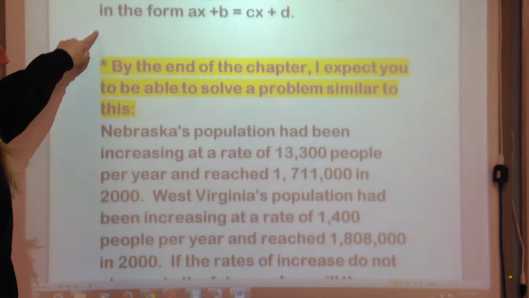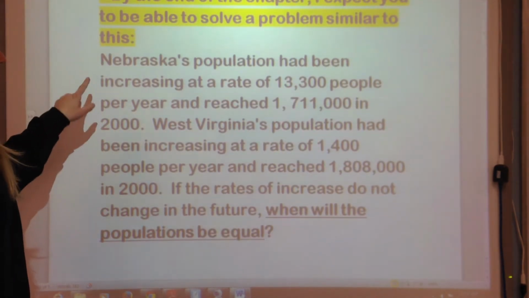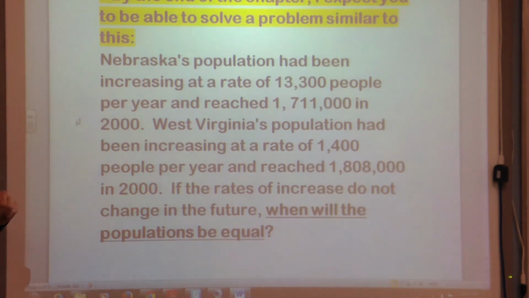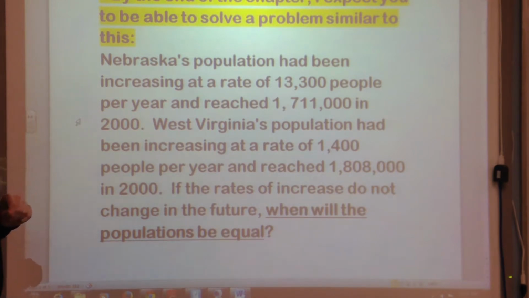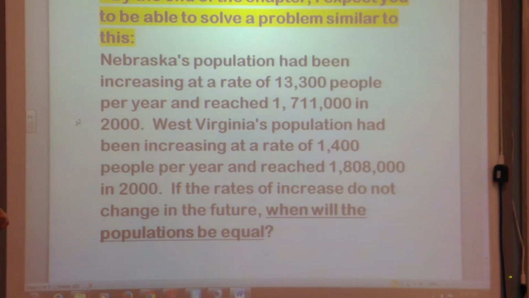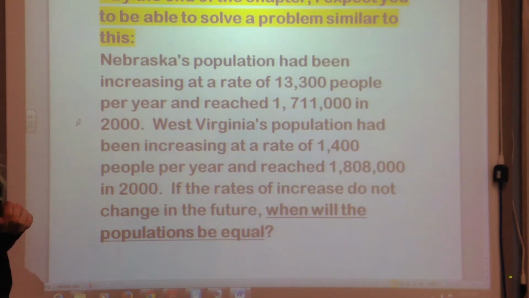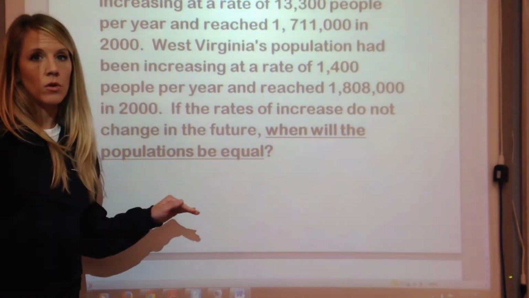By the end of the chapter, I do expect you to be able to solve a problem similar to this. Nebraska's population had been increasing at a rate of 13,300 people per year and reached 1,711,000 in 2000. West Virginia's population had been increasing at a rate of 1,400 people per year and reached 1,808,000 in 2000. If the rates of increase do not change in the future, when will the populations be equal?